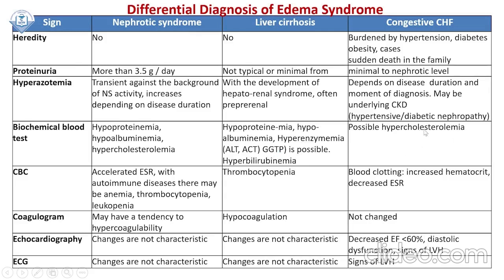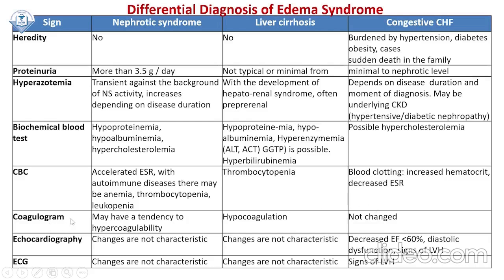In chronic heart failure, we can see hypercholesterolemia, high level of total cholesterol, lipids level, dyslipidemia changes because of atherosclerosis. In CBC analysis, we can see in nephrotic syndrome, ESR is accelerated, autoimmune disease may give anemia, thrombocytopenia, and leukopenia. In liver cirrhosis, we usually see only thrombocytopenia. In chronic heart failure, we can see blood clotting, increased hematocrit, decreased ESR.